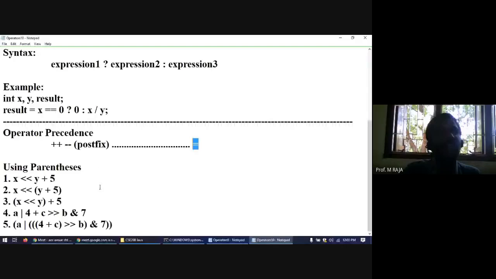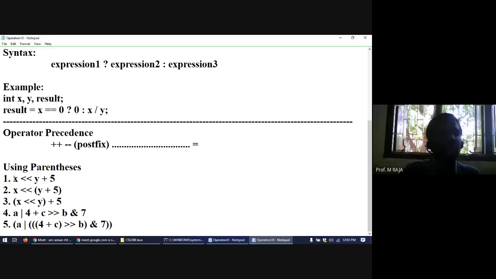Parentheses are also important. Whenever we want to introduce proper parentheses, in that way the expressions are evaluated. Missing the parentheses, sometimes unexpected results may occur. But as far as possible, try to include the parentheses if necessary. If the expression is very ambiguous to understand, then in that situation try to include the parentheses properly.